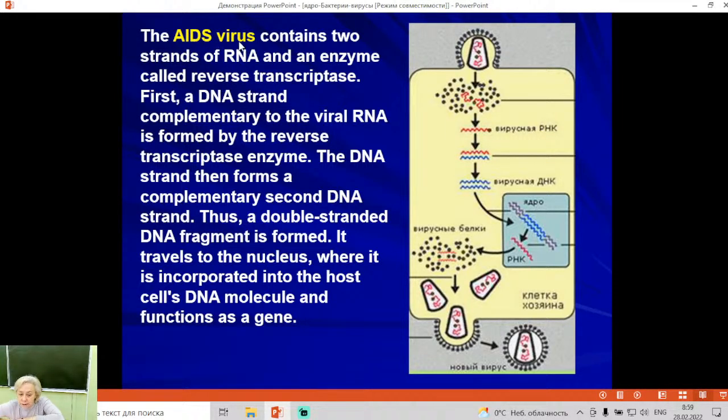The AIDS virus contains two strands of RNA and enzyme called reverse transcriptase. But you see this virus penetrates into the cell by phagocytosis too. First, a DNA strand complementary to the viral RNA is formed by reverse transcriptase enzyme. That is, firstly, deproteinization occurs, and you see viral RNA, and after that, with the help of special enzyme, reverse transcriptase, a DNA strand forms on the base of virus RNA.